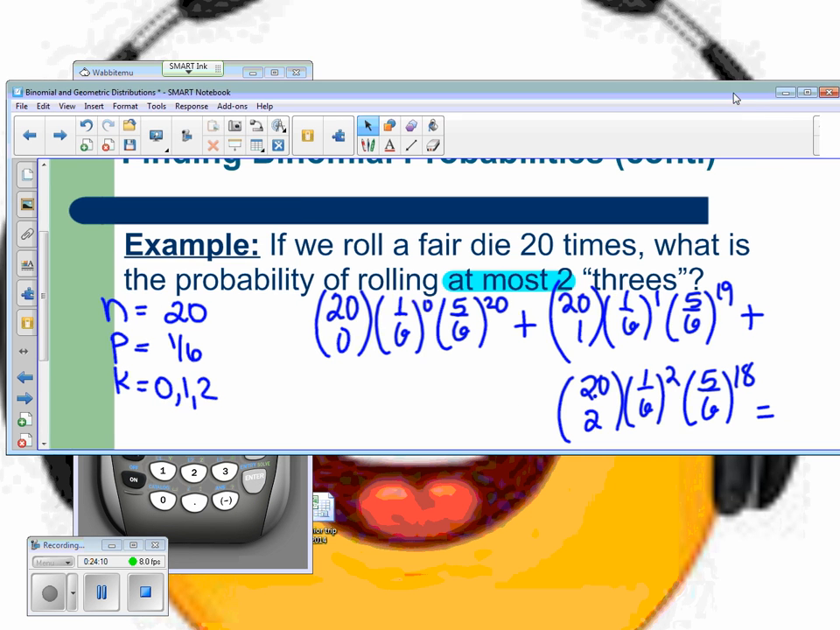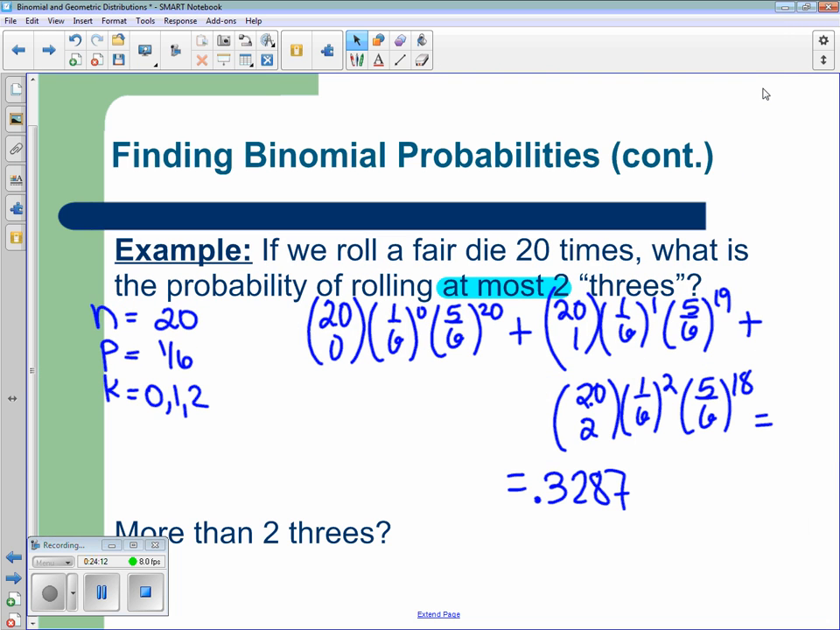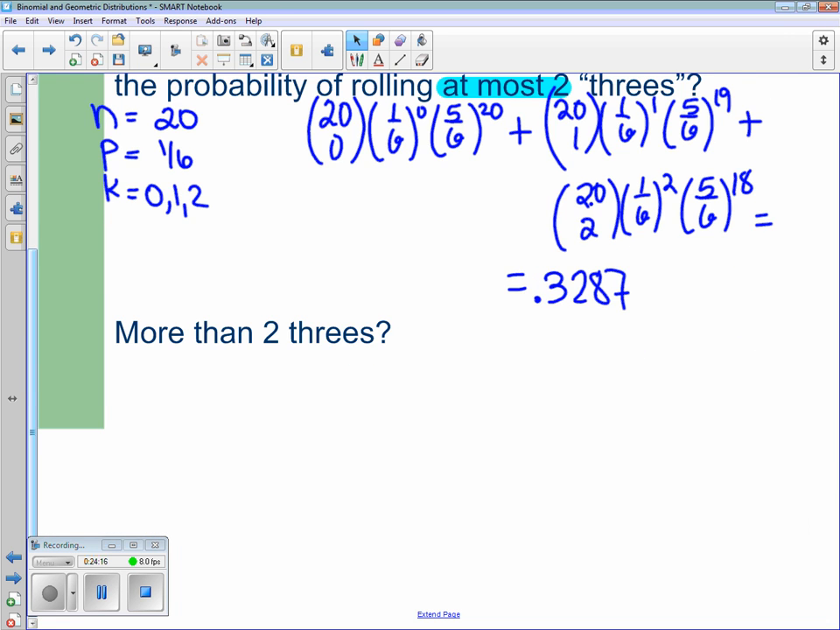So the question becomes a little bit more difficult if I said more than 2. Would you agree? What is that answer going to be? Yeah, that's a shortcut for this particular case. These are complements, aren't they? More than 2 and at most 2 are complements, so it's just 1 minus 0.3287.